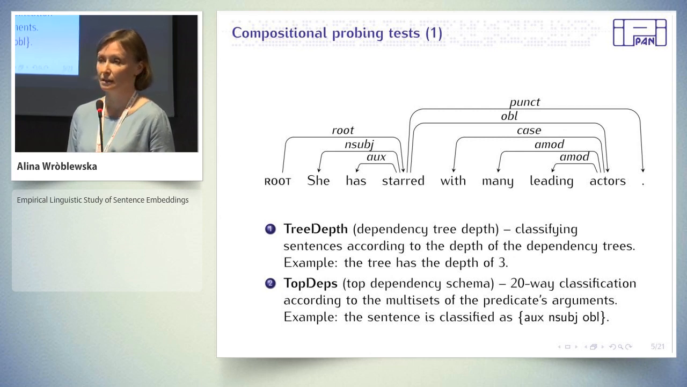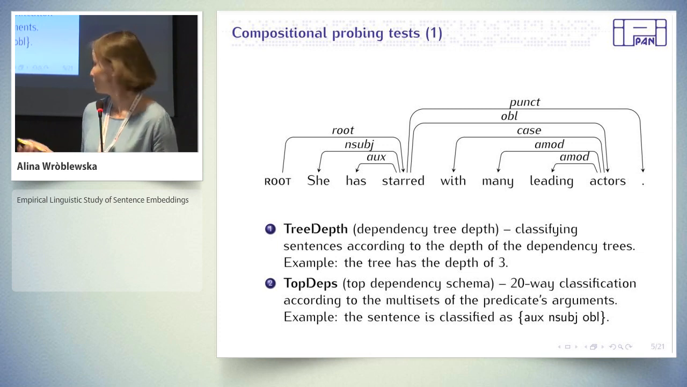The second test is top dependency schema. We just selected 20 multi-sets of dependents of the sentence predicate. And in this example tree, the sentence should be classified with the multi-set shown here. It's an auxiliary, nominal subject, auxiliary, and oblique.